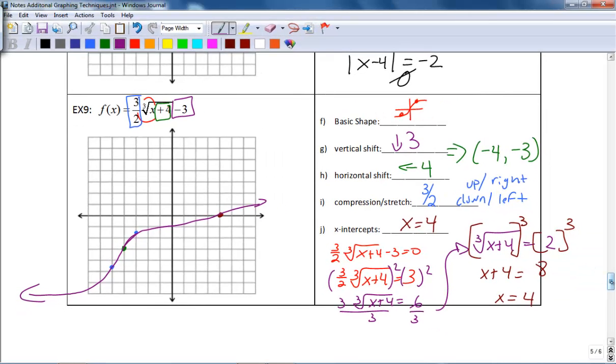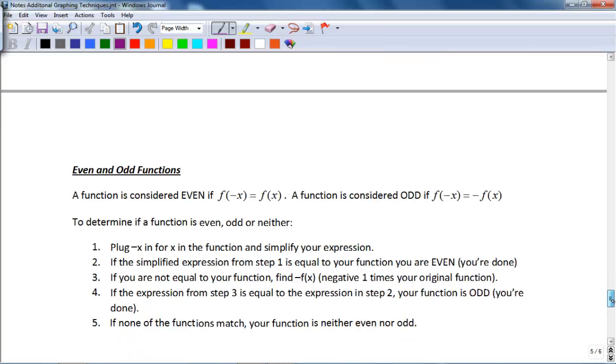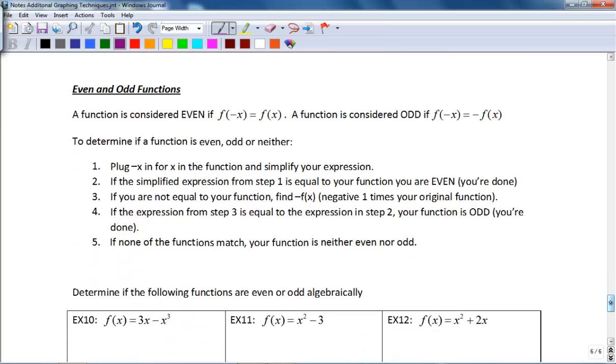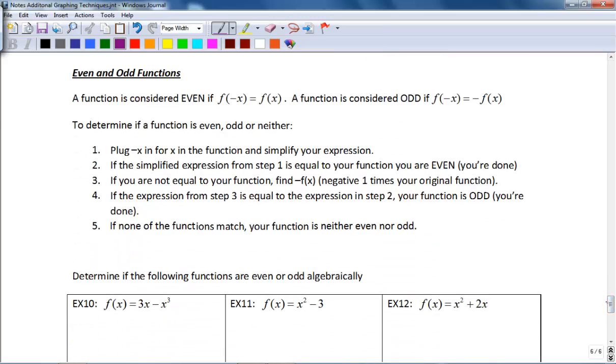Now let's go ahead and just start talking about even and odd functions. So the last bit of this section talks about even and odd functions. And even and odd functions are much like symmetry, but we're really looking only at symmetry to the y-axis and symmetry to the origin. So let's take a look at this.